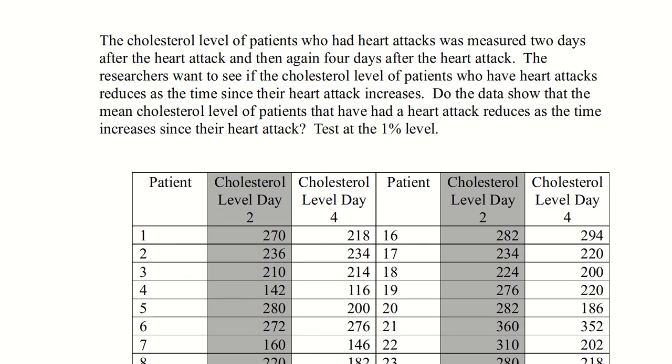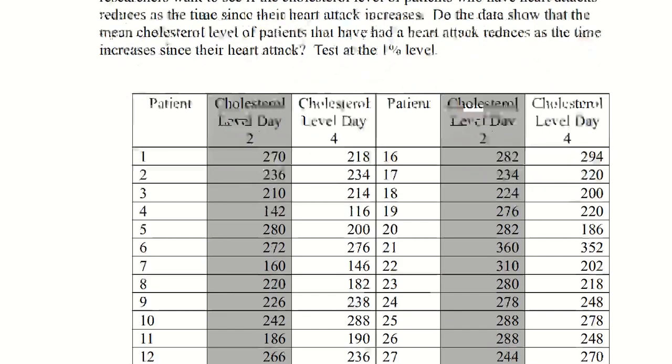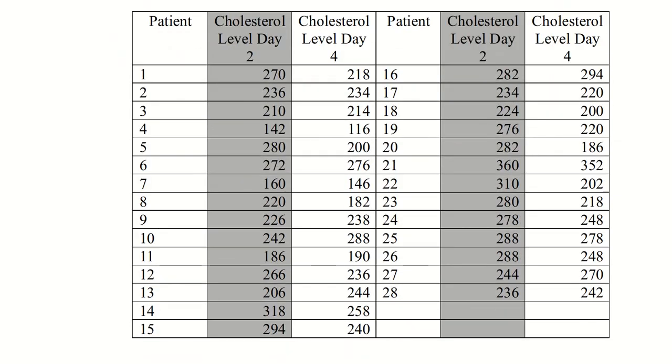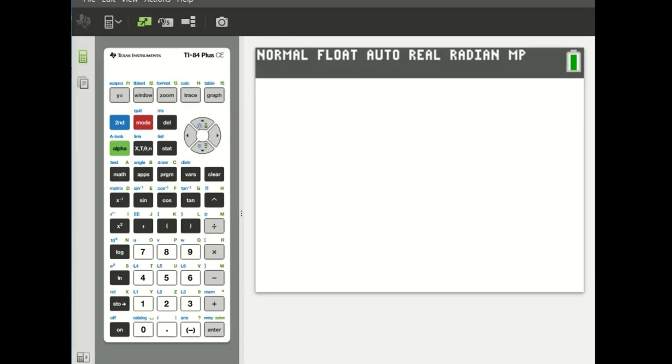So that's our alternative hypothesis. We're going to say we're testing to see if that is indeed the case. Now, it says to test at the 1% level of significance. So here's our data. You can pause the video. This is exactly the same as in our workbook. Notice there's 28 patients here, and that the data is paired.